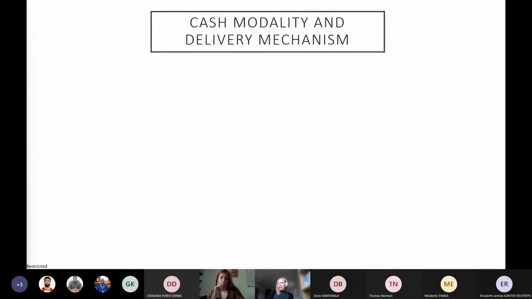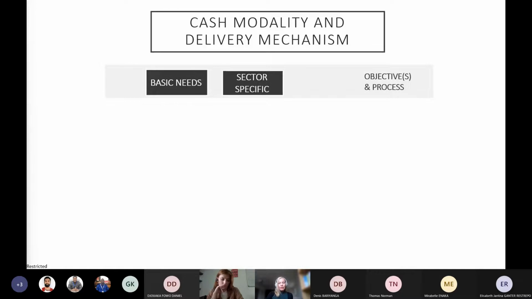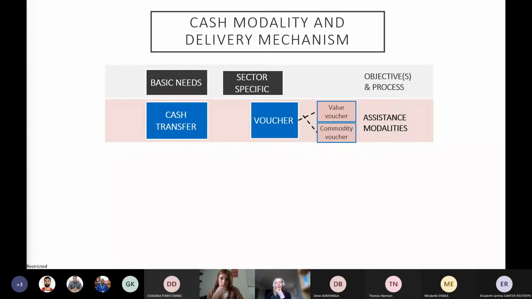Very quickly, I think this is my last slide. Let's see. Just on, we say cash modality and we say cash delivery mechanisms. So just again to highlight, we have our overall objectives. So either meeting basic needs, lots of that in our drafts, or sector-specific cash, or multi-purpose cash, which will come later. And this can be delivered either through a cash transfer, meaning that people get actual cash that they can spend freely. So we always say that cash transfer is the preferred modality because that's where people are allowed the most free choice. And we see that as the most dignified approach.